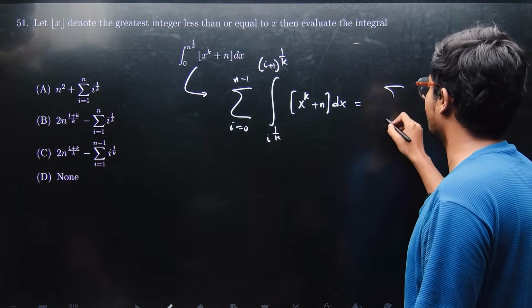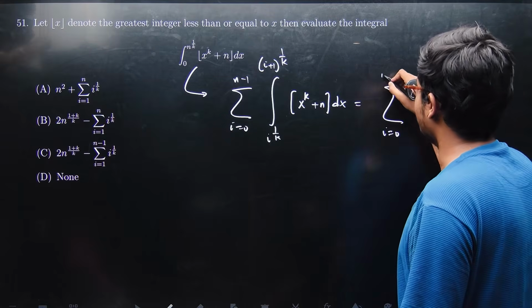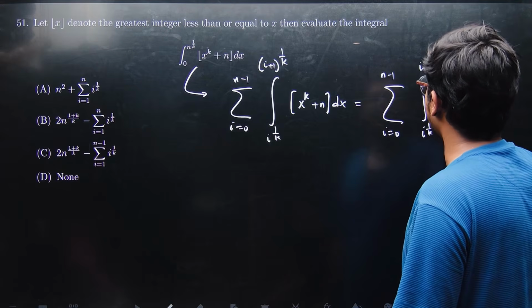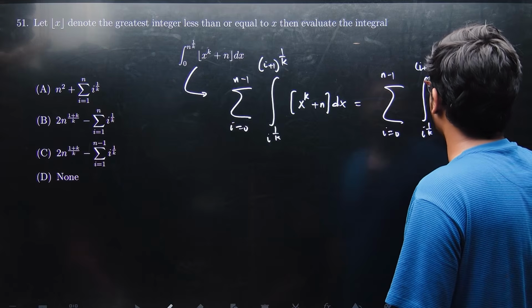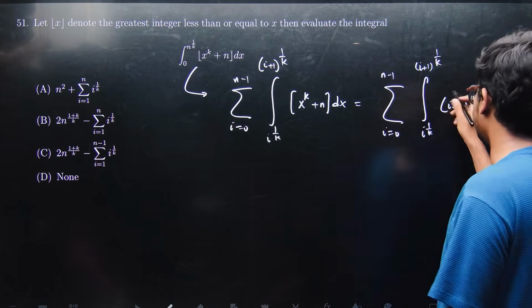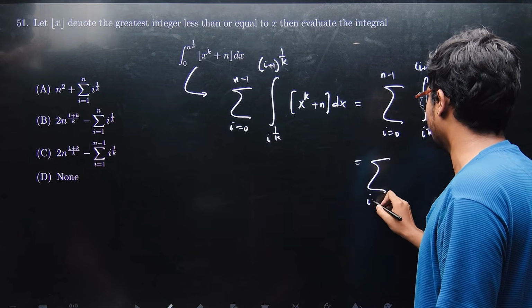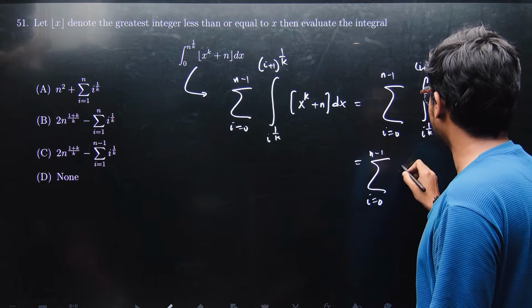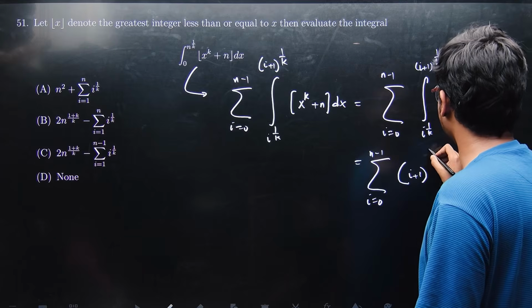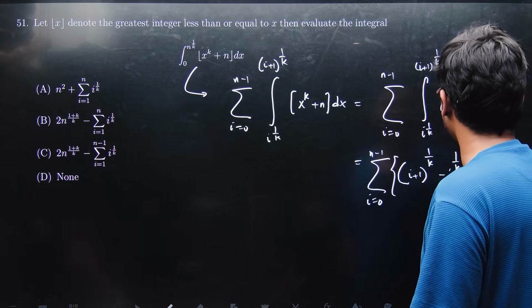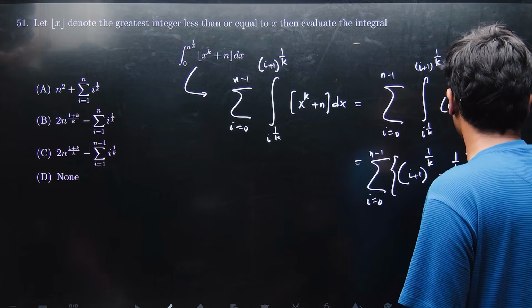This just turns out to be summation i equal to 0 to n minus 1, integral i to the power 1 by k to (i plus 1) whole to the power 1 by k, i times (i plus n) dx. Now this is a constant independent of x, right? So this is just going to be the length of the interval: summation i equal to 0 to n minus 1, (i plus 1) whole to the power 1 by k minus i to the power 1 by k, times (i plus n).